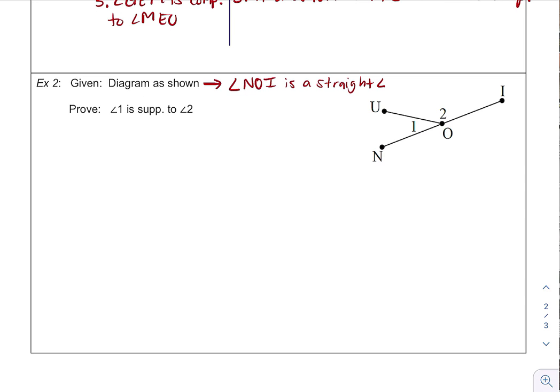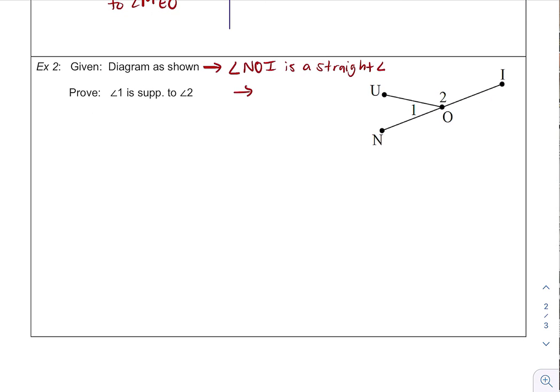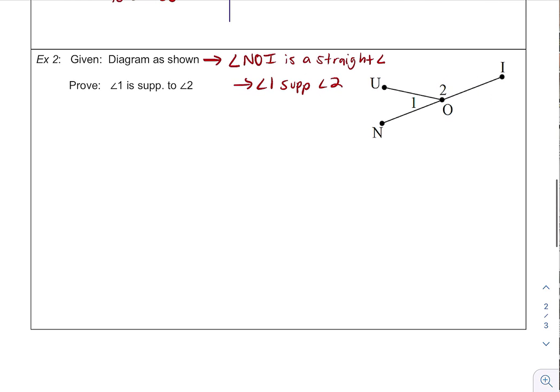And then based on the definition of supplementary angles, angle 1 and 2 form angle NOI. So that means that they have to be supplementary because together they make a straight angle. So this would lead us to angle 1 is supplementary to angle 2, or the abbreviation being SUPP, S-U-P-P. So this is all we need here. What we need to go ahead and write is our flow chart now as we go.